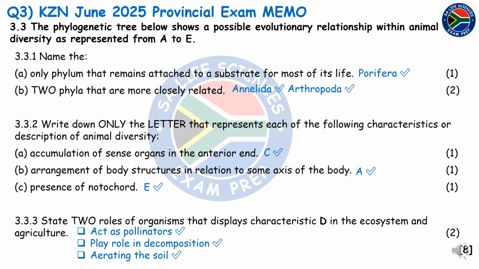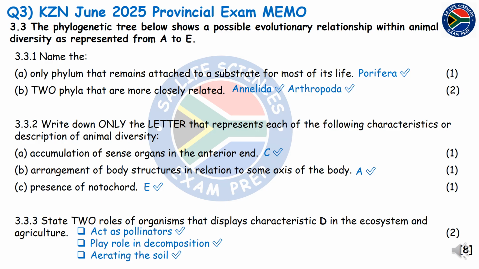Question 3.3.2. Write down only the letter that represents each of the following characteristics or descriptions of animal biodiversity. For this question, be careful that you don't write down the term, write only the letter. If you write the term, you could be marked incorrect, even if it is actually correct.